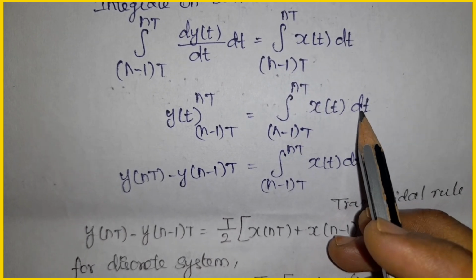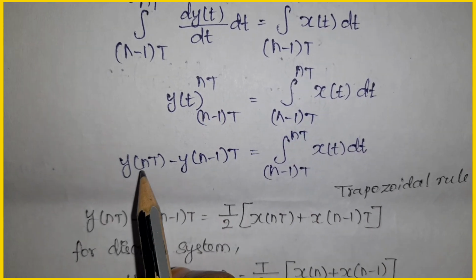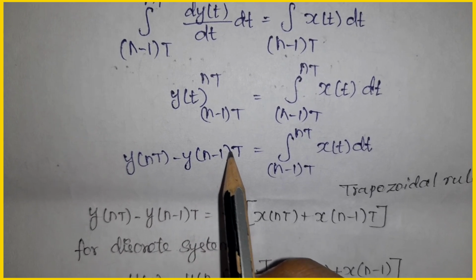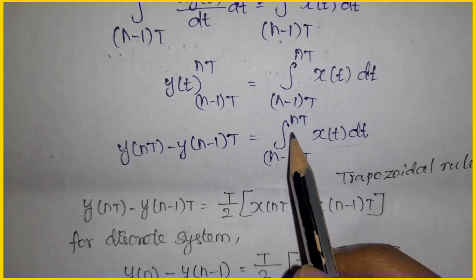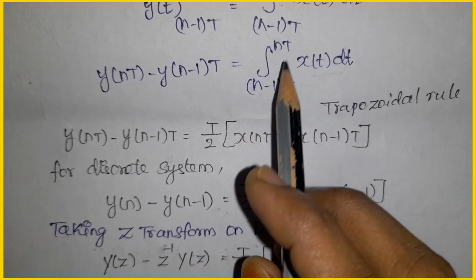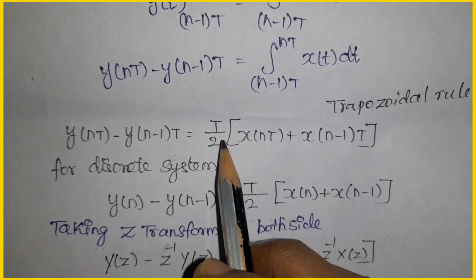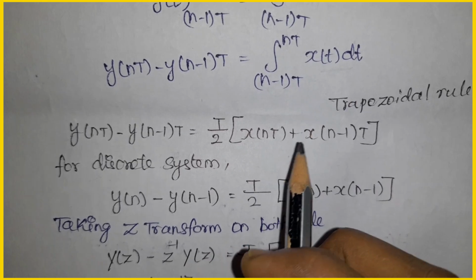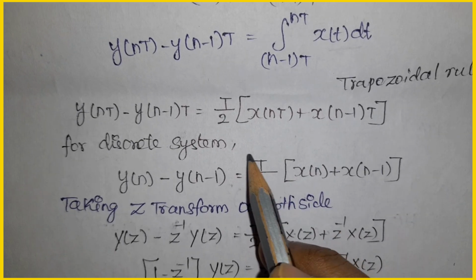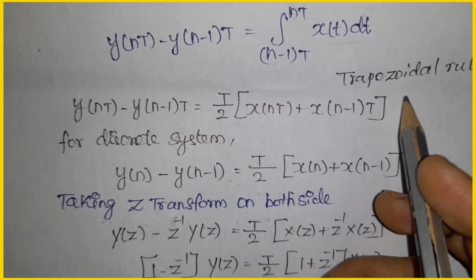For x(t), the same will be there in the next step. So we substitute the limits: y(nT) minus y((n-1)T). So we have one integral equation. Take the trapezoidal rule, which we have to apply for this equation. From this equation we have to convert it to T/2 [x(nT) plus x((n-1)T)] for the discrete system.